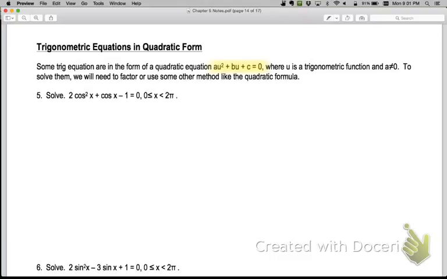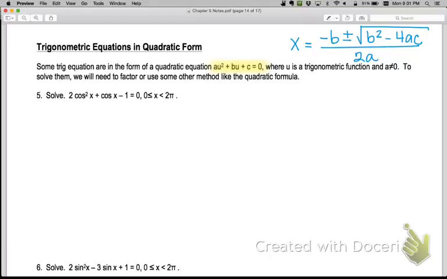Now, if you don't remember the quadratic formula, you might want to jot this down. Opposite of b plus or minus the square root of b squared minus 4ac, and then all of that is over 2 times a. You may want to have that for reference later.